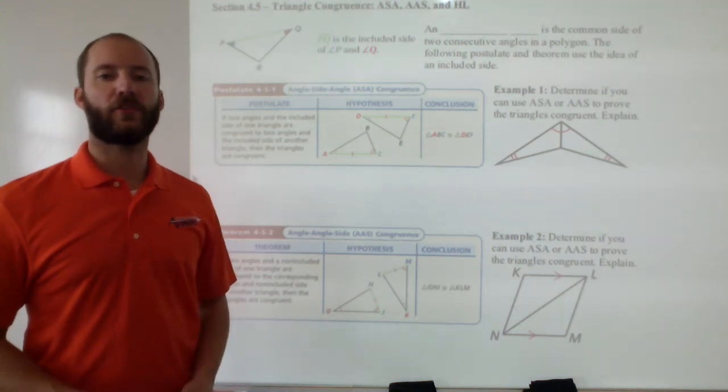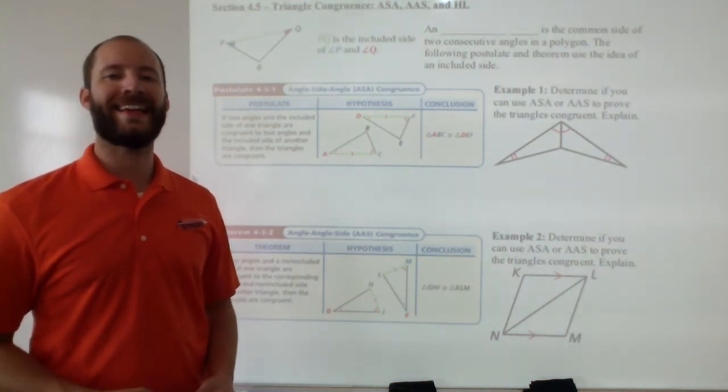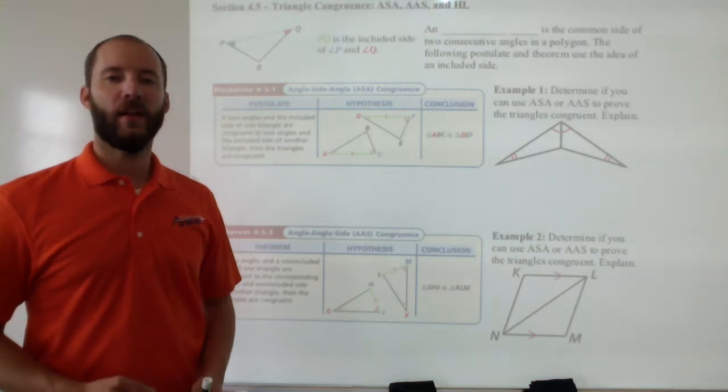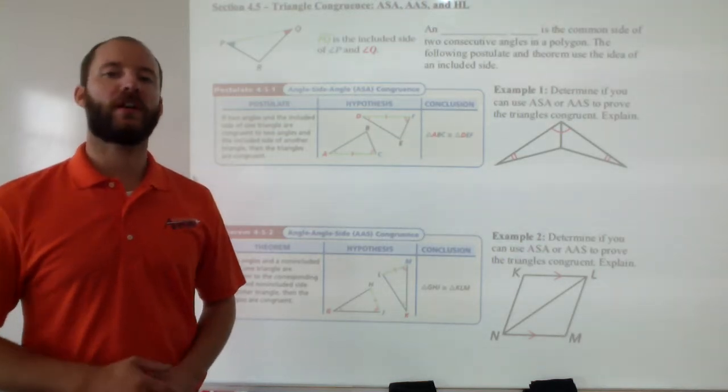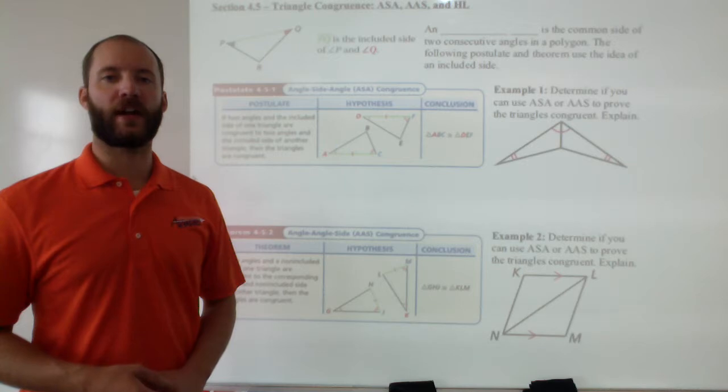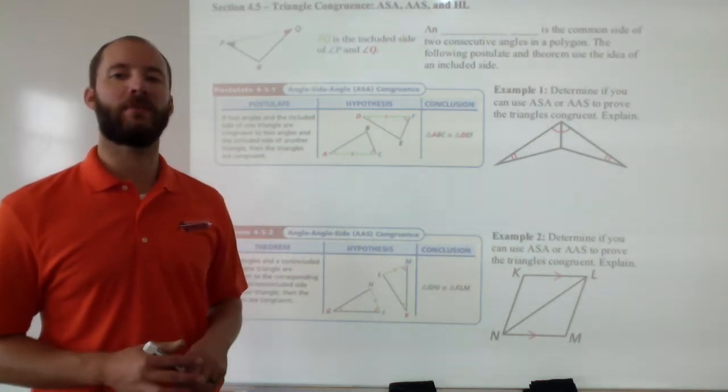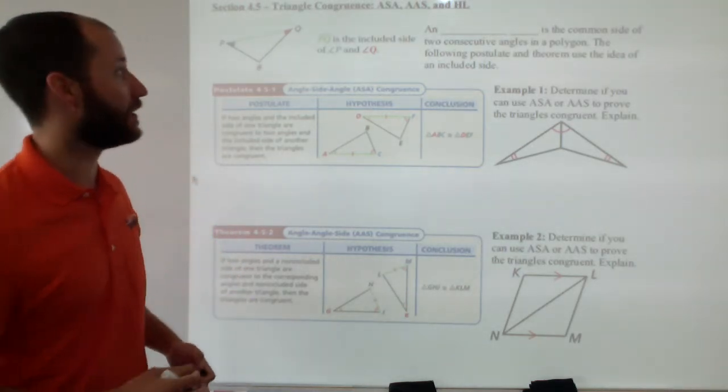Section 4.5, triangle congruence: ASA, AAS, and HL. So we're looking at a couple more shortcuts to that definition of congruent triangles, kind of what is the bare minimum amount of information that we need.